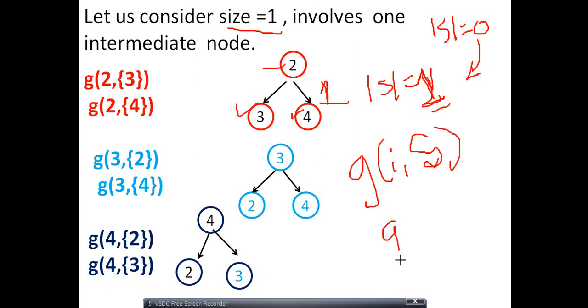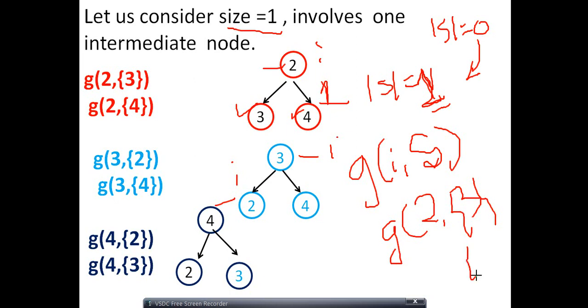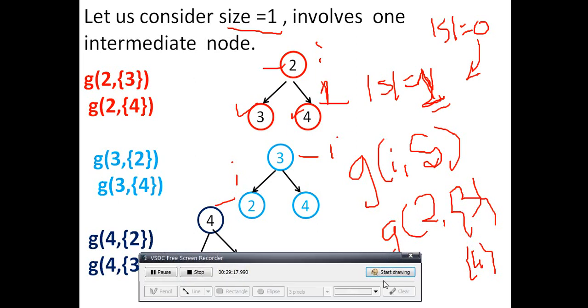g of I comma S, there is a stage, so we have to write it. Okay. Now g I value is what? 2 is I value, 3 is I value and 4 is I value. Vertex 2 can visit 3. Vertex 2 can visit node 4. Is it clear?